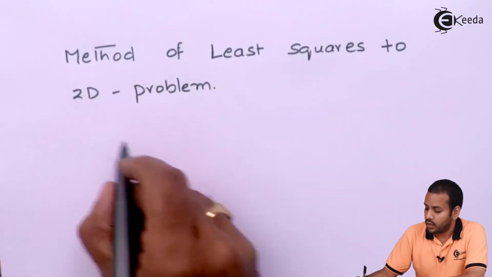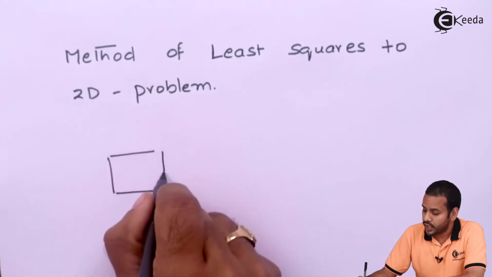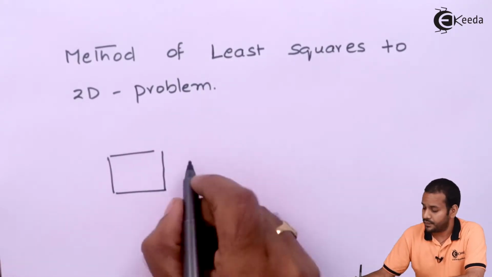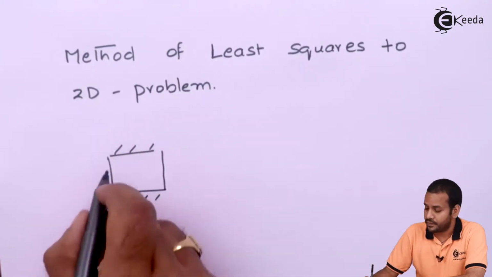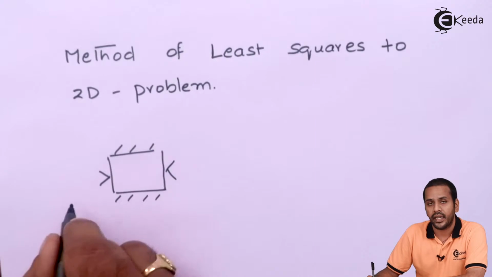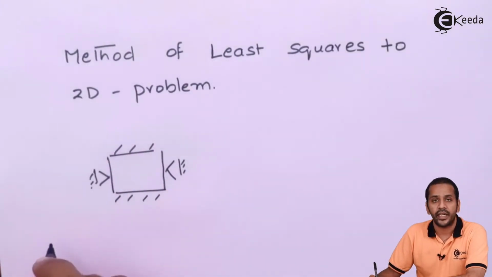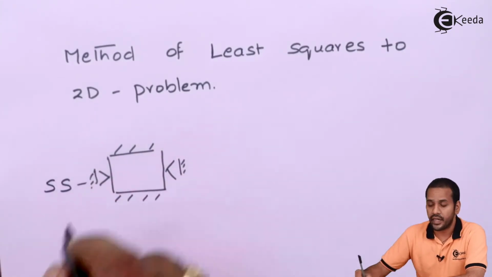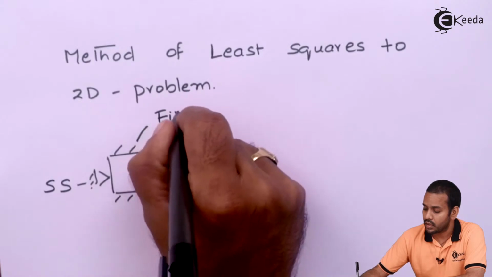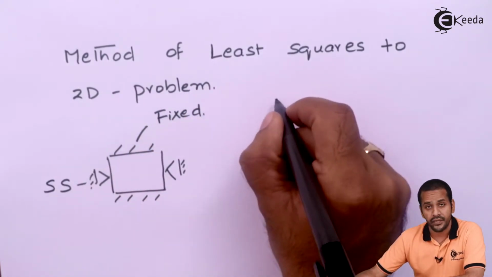Okay. So what is the setup of the beam? So here this is a two-dimensional beam where the top and the bottom are fixed and the left and the right are having simply supported conditions. So this is simply supported condition and this is fixed condition. So what are the boundary conditions? Let us revise once more.